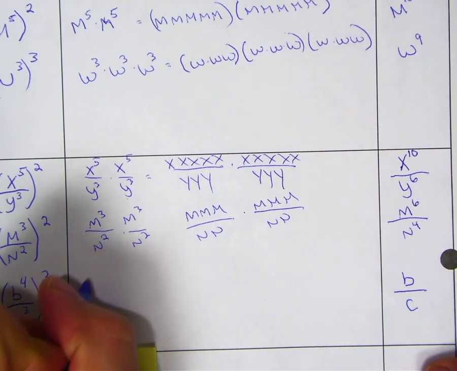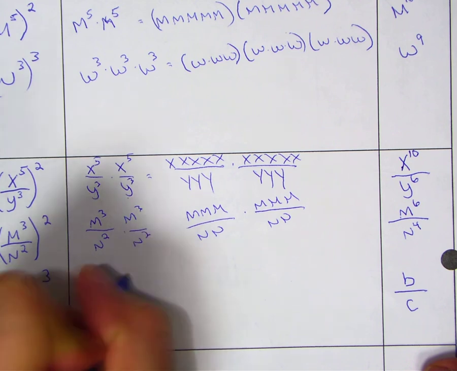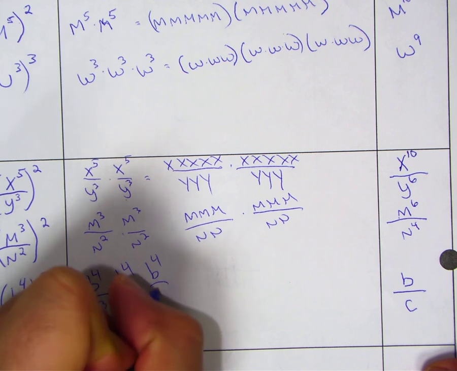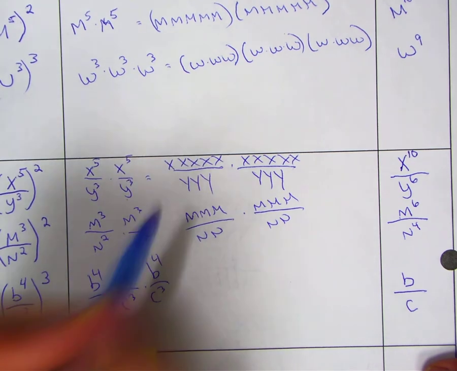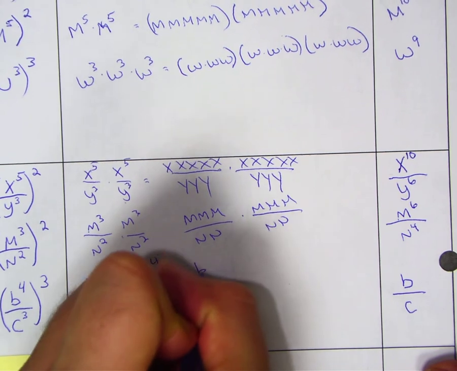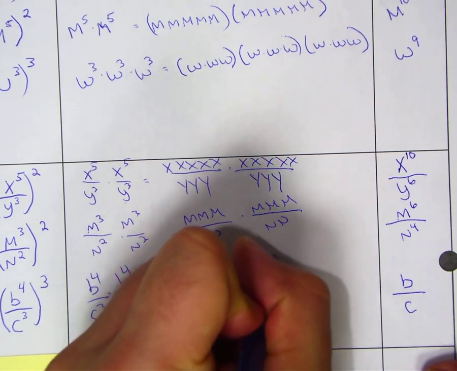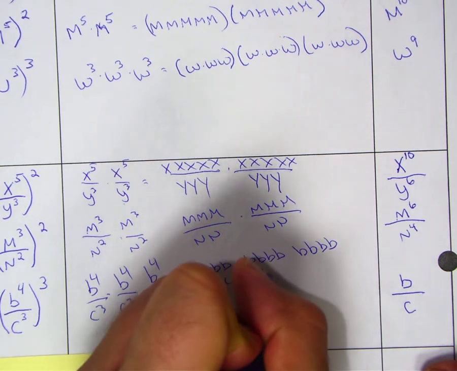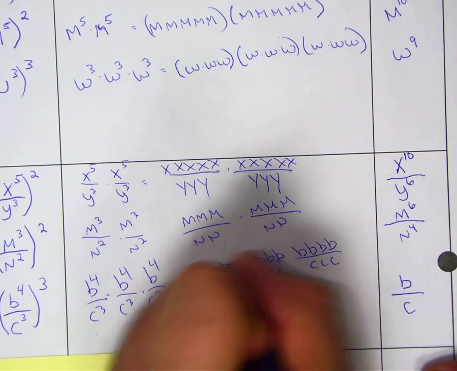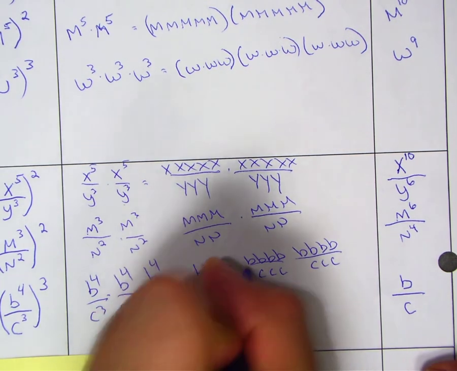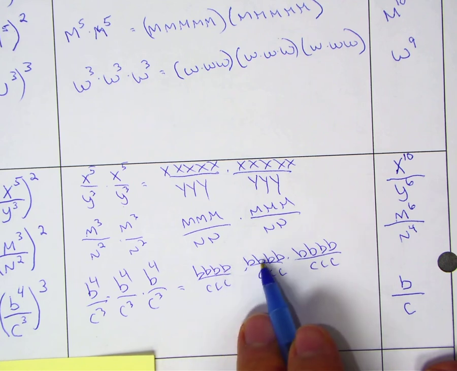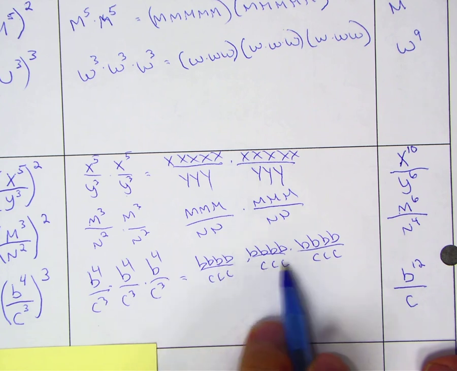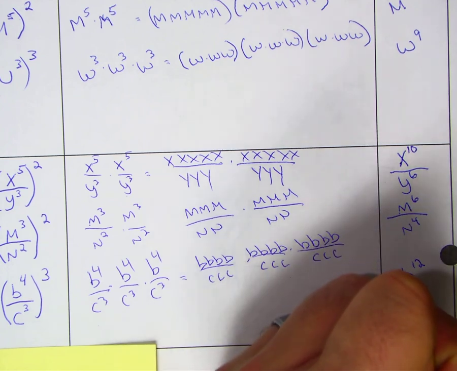All right, so we've got 3 of these. We've got b to the 4th over c to the 3rd, and b to the 4th over c to the 3rd, and then b to the 4th over c to the 3rd. So let's write them all out in expanded form. We've got 4 b's, 4 b's, 4 b's, and then 3 c's, 3 c's, 3 c's. Draw the fractions, and now we can go ahead and count them up. We have 12 b's, and we have 9 c's still on the bottom.